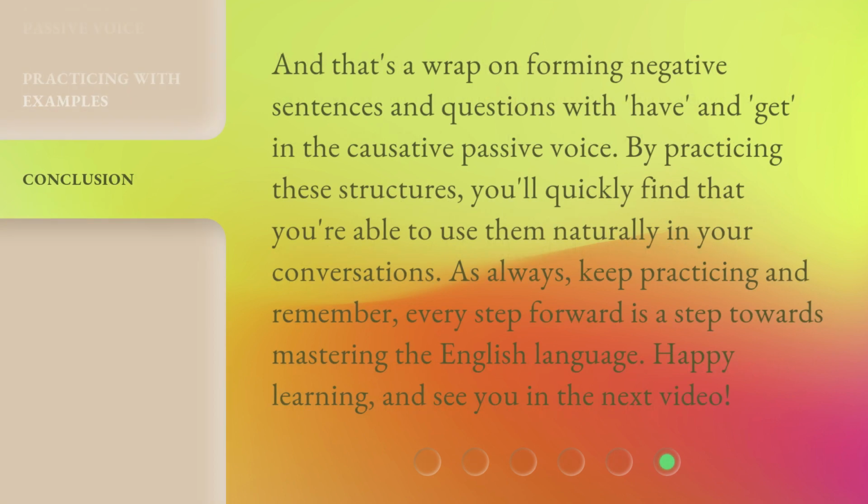And that's a wrap on forming negative sentences and questions with have and get in the causative passive voice. By practicing these structures, you'll quickly find that you're able to use them naturally in your conversations. As always, keep practicing and remember, every step forward is a step towards mastering the English language.